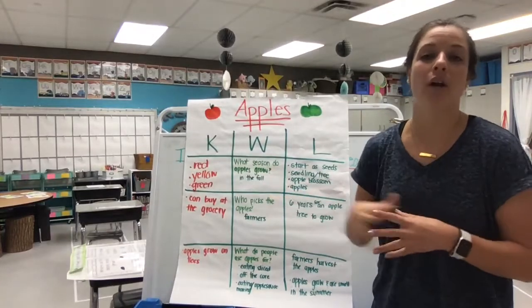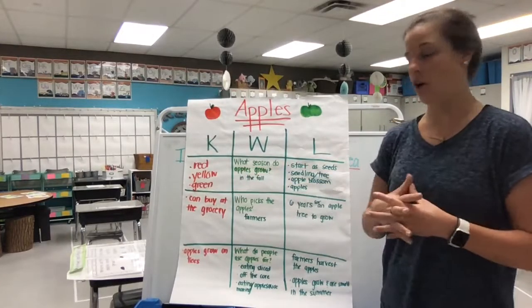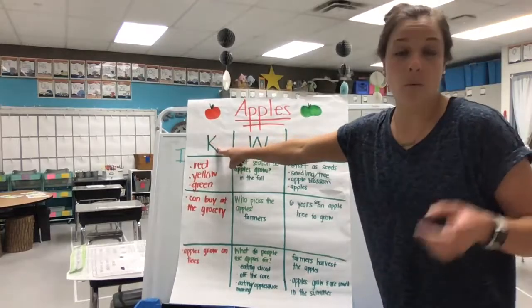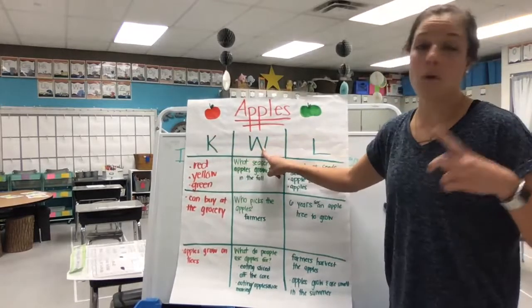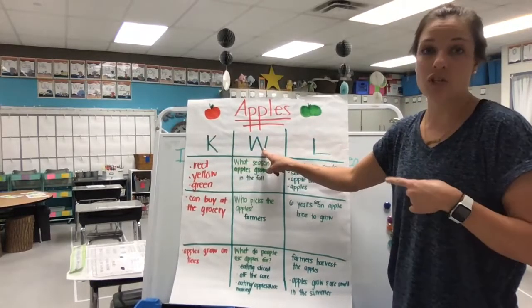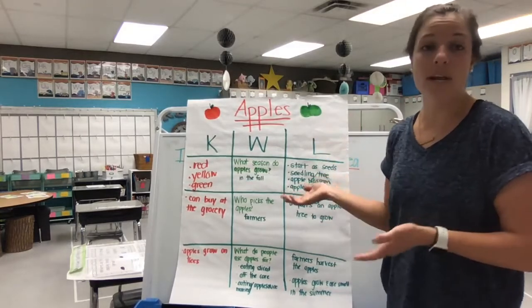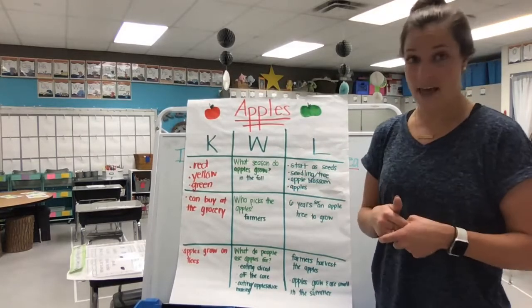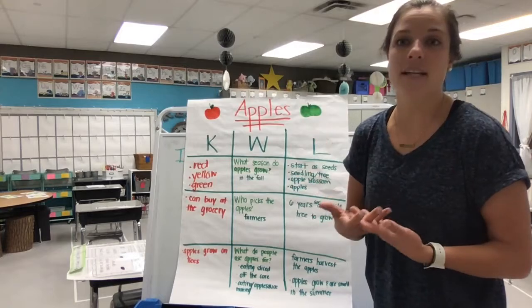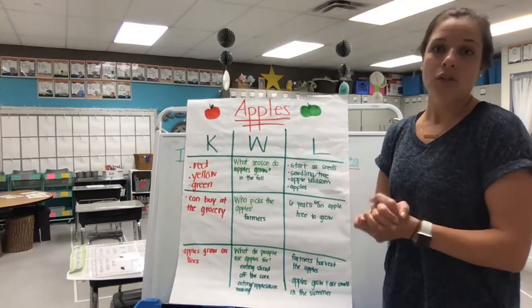So let's take a look at our KWL chart for apples. The K stands for what we already know, the W for what we wanted to learn at the time that we made this chart, and the L for what we learned once we were finished reading our nonfiction text, the informational text about apples. So let's take a look.